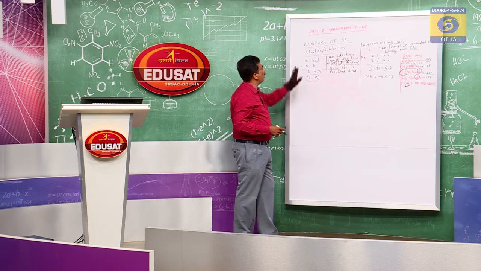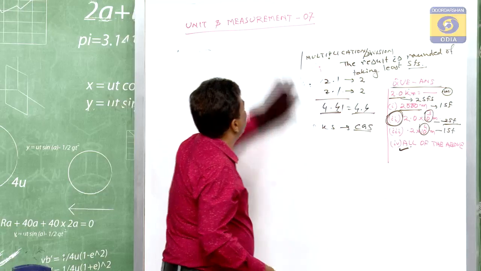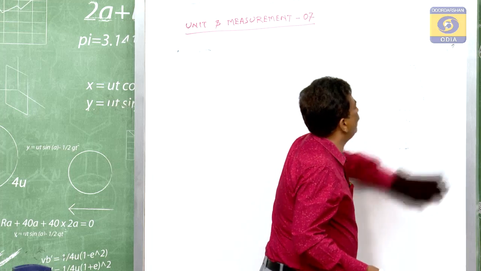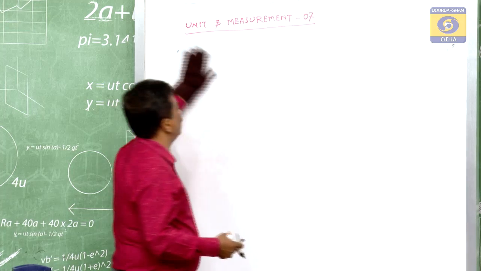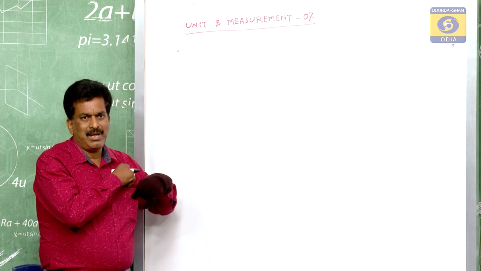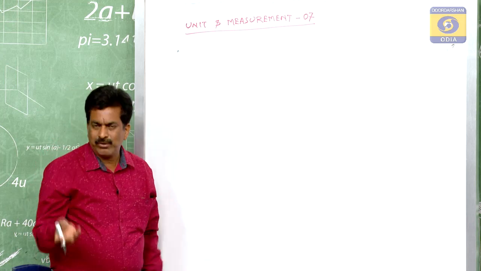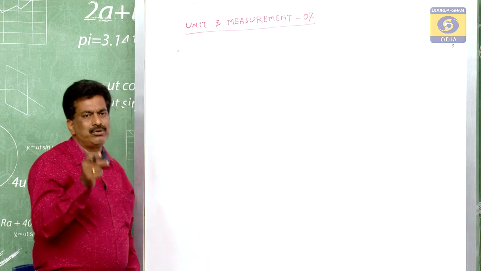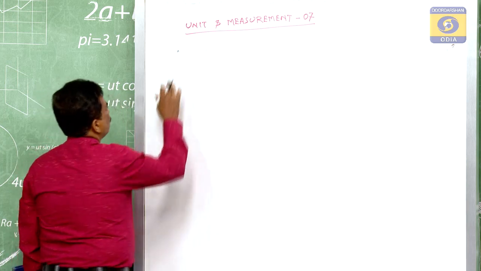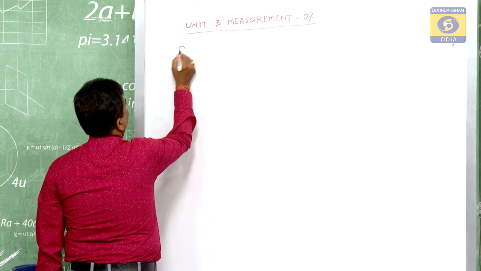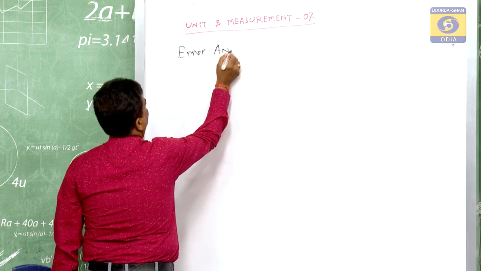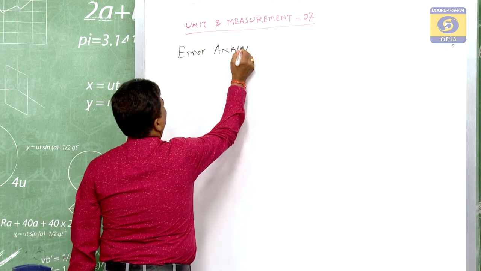So this is all about significant figures. It's the rounding off for addition, subtraction, multiplication, and division. If you have any doubt, you can make a comment on YouTube, and I am always there to give you the answer. Next we will go for error analysis.